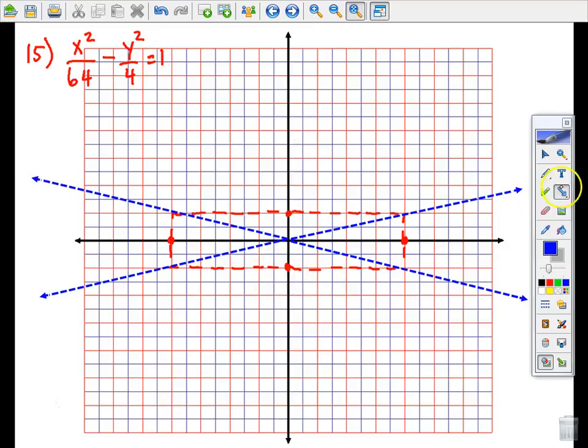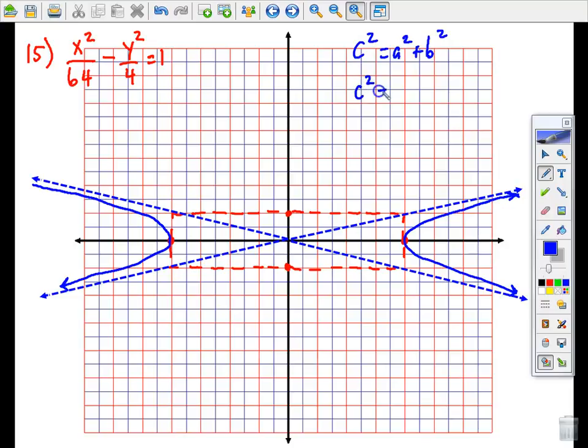Okay, well this time I noticed that x is in the lead. So these two parabolas are going to be crossing the x-axis. So once again, I use these asymptote lines as guides. I go through that vertex, and I go through this vertex. And the only thing left to do is to plot the foci.